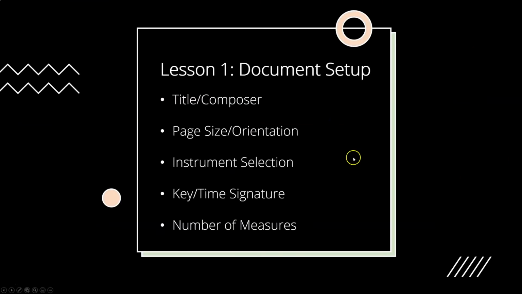In this lesson, we're going to be looking at the document setup. This includes title and composer, page size and orientation, instrument selection, key and time signature, and the number of measures on your document. Let's go ahead and get started.